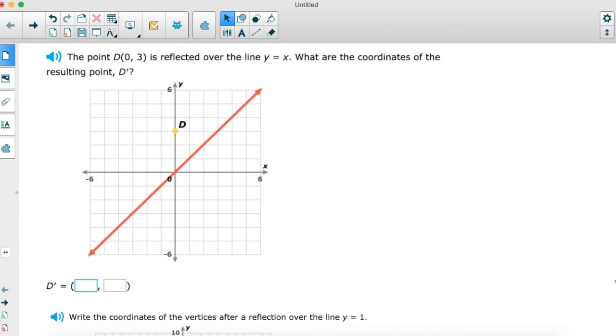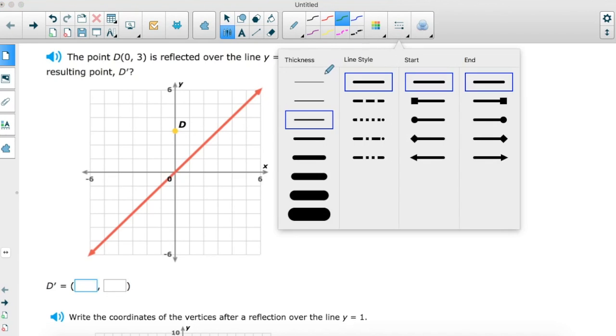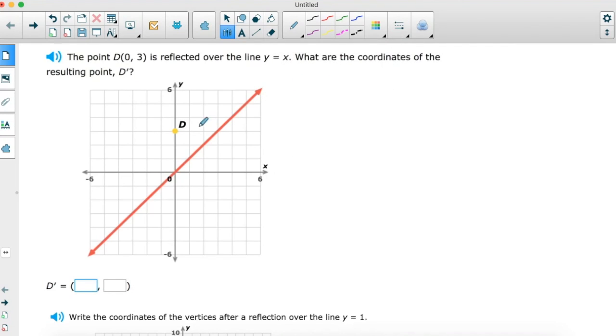Okay, so in this example, it says the point D is at 0, 3 and is reflected over the line y equals x. What are the coordinates of the resulting point D prime? Whenever the line of reflection looks like a diagonal like this, what you could do is count the number of spaces the point is away from the line of reflection. For example, D here is diagonally across from this line of reflection, and I'm going to count how many spaces diagonally it is away from the line of reflection.